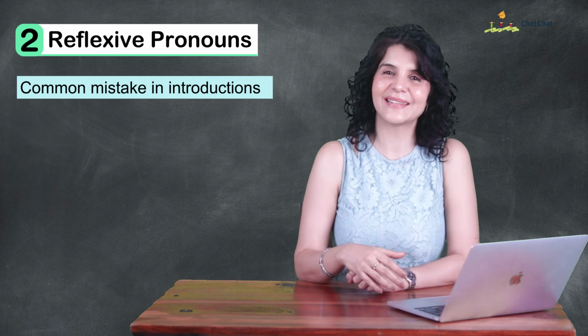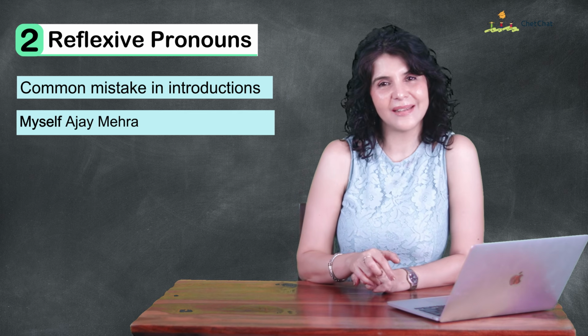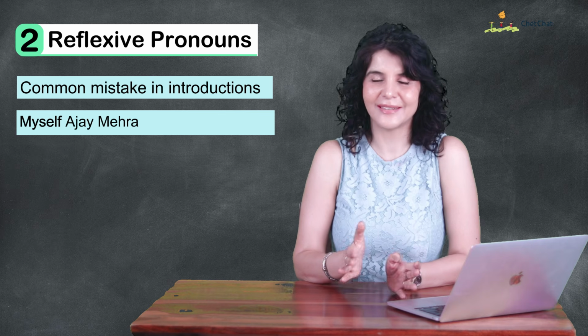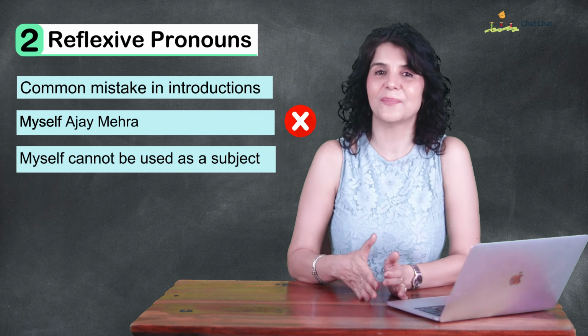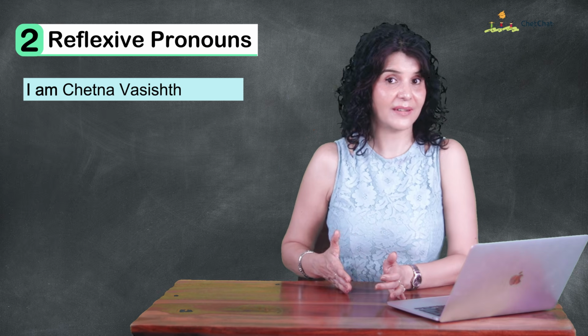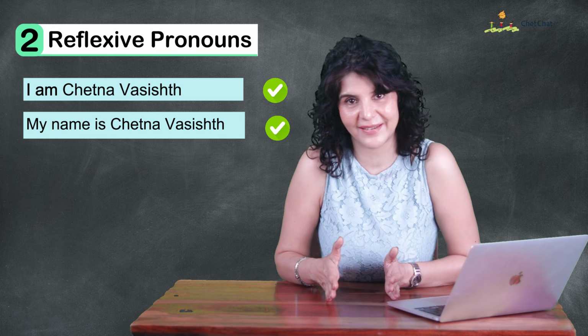One common mistake that we have seen in introductions is where people say, myself Ajay Mehra. This is incorrect. Myself cannot be used as a subject. I am Chetna Vasishth or my name is Chetna Vasishth is correct.